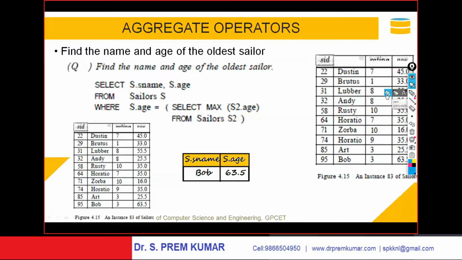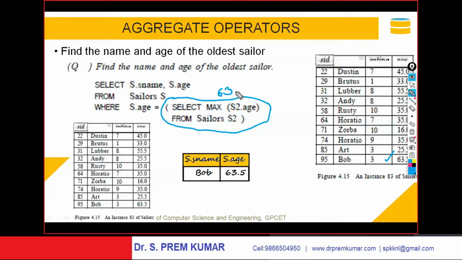Now you observe the inner query. Just observe this portion: select max of age from sailors. From sailors, the maximum age. The maximum age is 63. You observe here, max of age. In the age column, what is the maximum age? It is 63. From sailors, you get the output as 63.5.